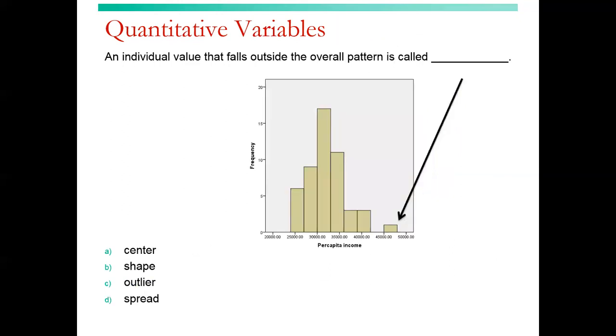An individual value that falls outside the overall pattern is called an outlier.